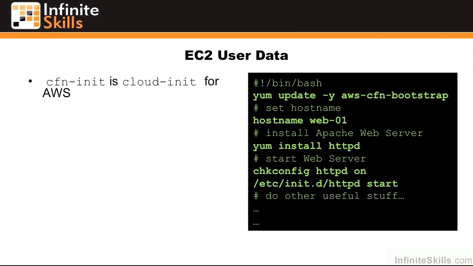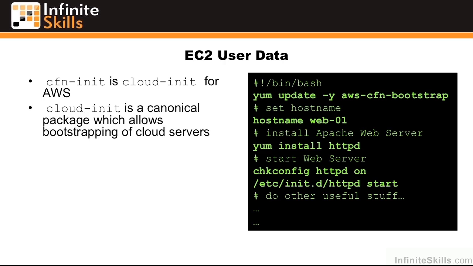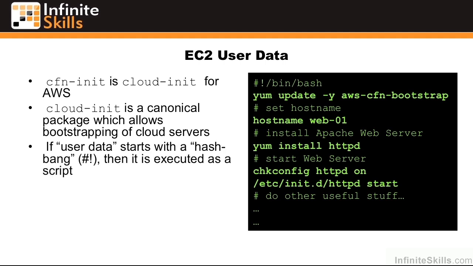Let's look at that for a second. If we pass this string into user data, we're using what is known as cfninit or cloud-init for AWS. Cloud-init comes from the Canonical folks, who also make the Ubuntu Linux OS. It's a package which allows bootstrapping of cloud servers. Cloud-init is not AWS specific, but cfninit is.